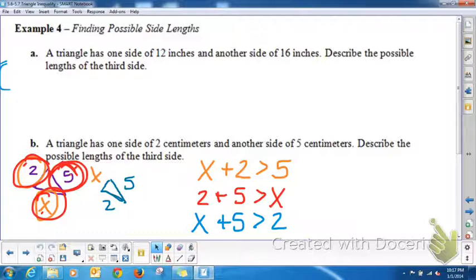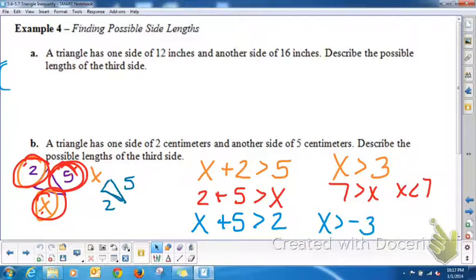So for this first one, x plus 2 is greater than 5. When you solve it, you would subtract 2. So x has to be greater than 3. It can't equal 3. It has to be greater than 3. For the second one, 2 plus 5, which is 7, has to be greater than x. So x has to be less than 7. And then this final one, x has to be greater than negative 3.